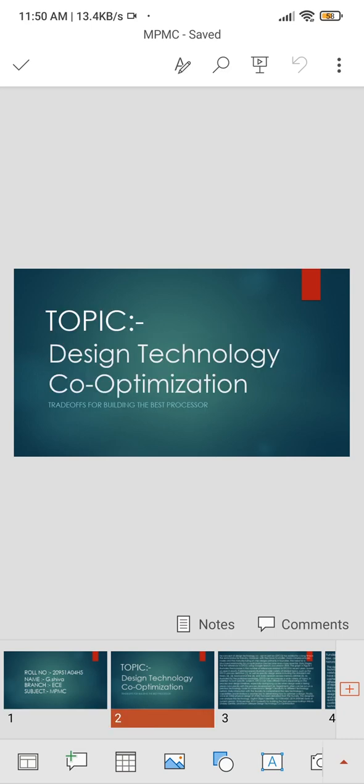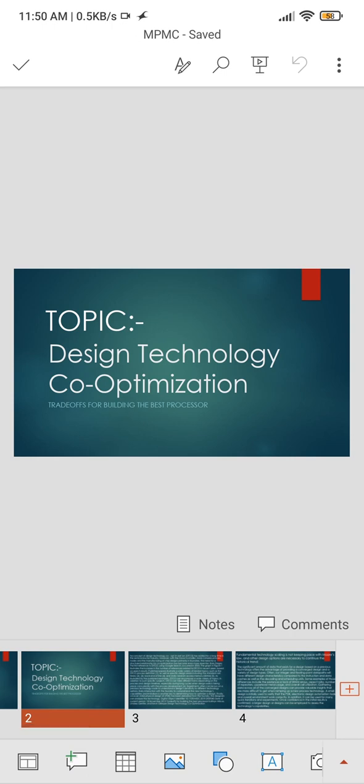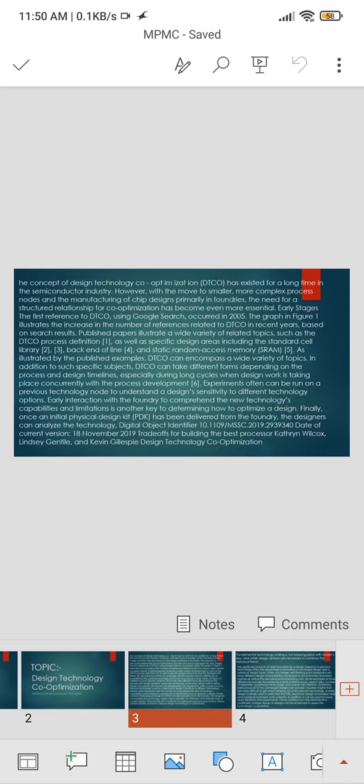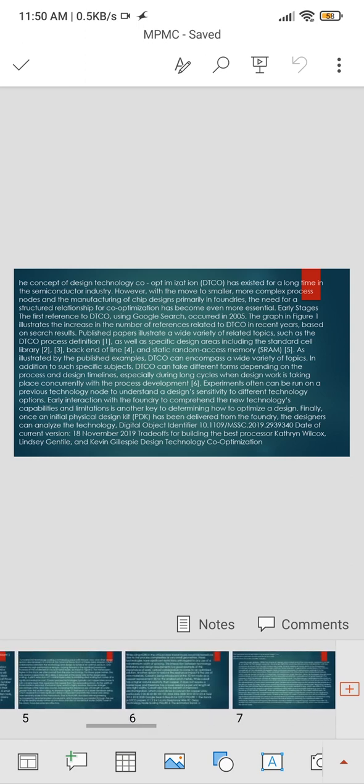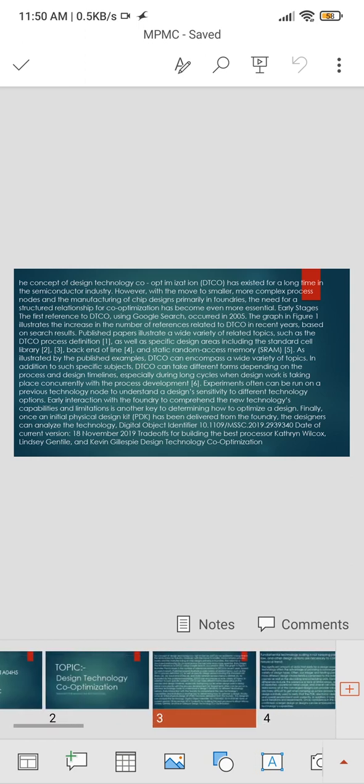Today my topic is designing technology co-optimization trade-offs for building the best processor. The concept of designing technology co-optimization, in shortcut DTCO, has existed for a long time in the semiconductor industry.